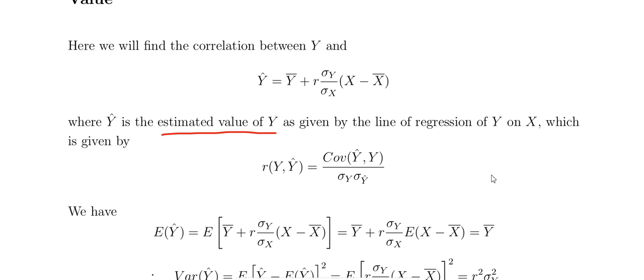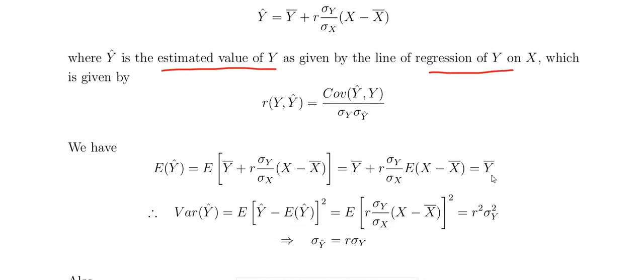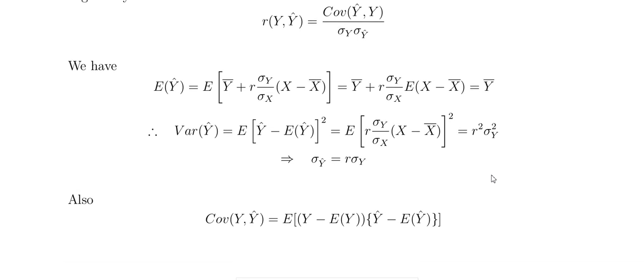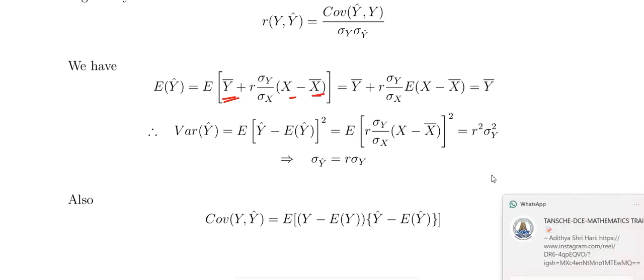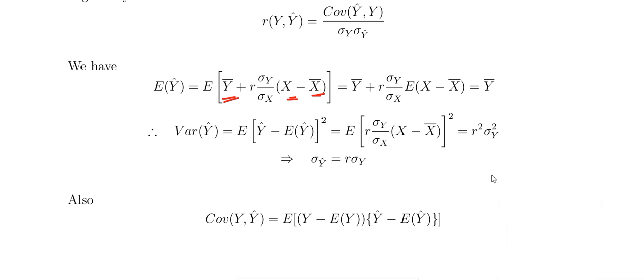The y variable as given by the lines of regression y on x, which is given by the r of y comma y cap, equals covariance of y cap comma y divided by sigma y into sigma y cap. So from this we can find E of y cap. E of y cap, if you operate E, all these are constants and only x is the variable. So if you operate that, E of y cap is y bar. So r into E of something, its value becomes 0. So y bar comes. Here you see, E of y cap equal to y bar.